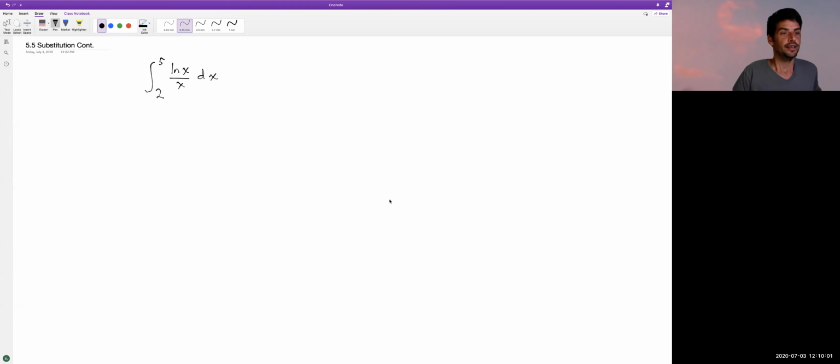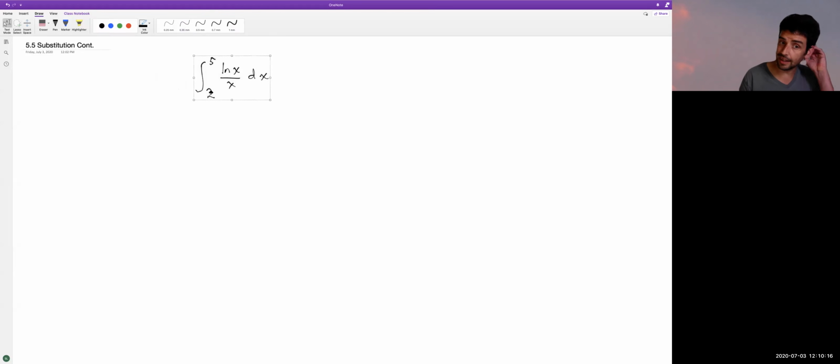Hey everybody. So we're going to continue with the substitution rule that we've been looking at, which I suppose I'll rewrite here. This is the problem I'm going to start with. We're expanding because in the last video we didn't do anything with a definite integral. We had the following.